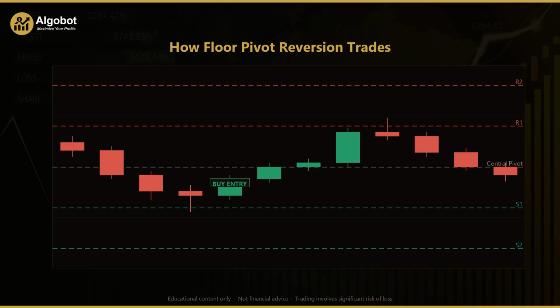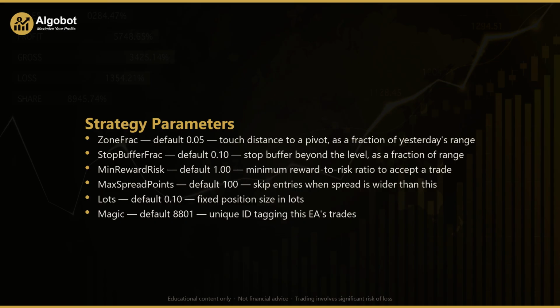Price rolls over, drifts lower, and on the final candle it returns to the central pivot at 1.0860, where the take profit is hit. Notice how the central pivot acted as a magnet for both trades. This is purely an illustration of the logic, not a prediction of real market behavior. Now let us go through the inputs you can tune.